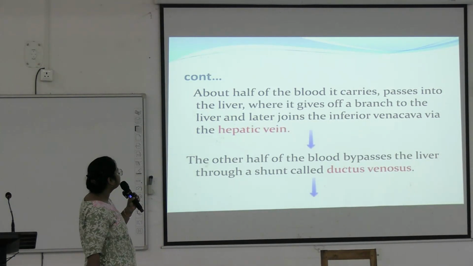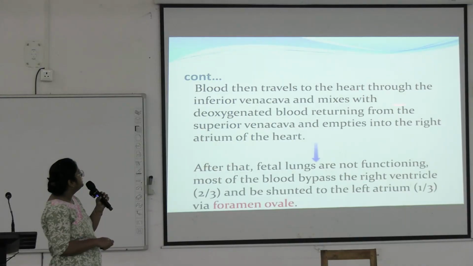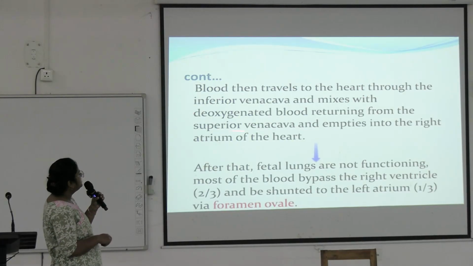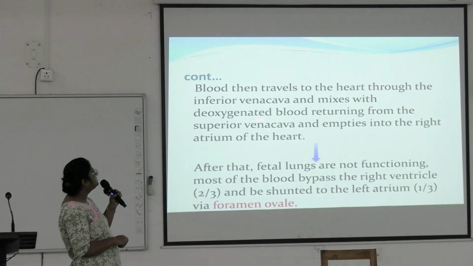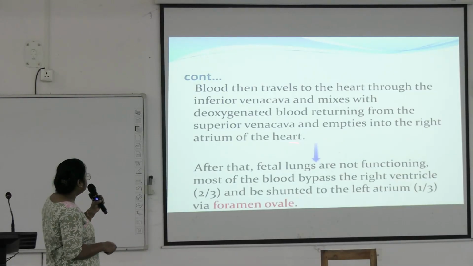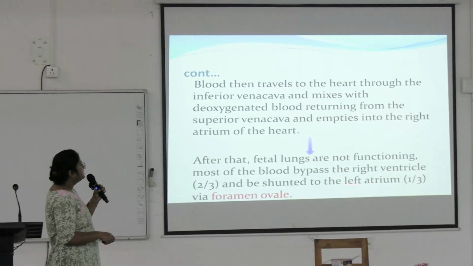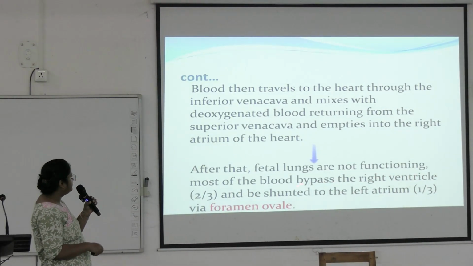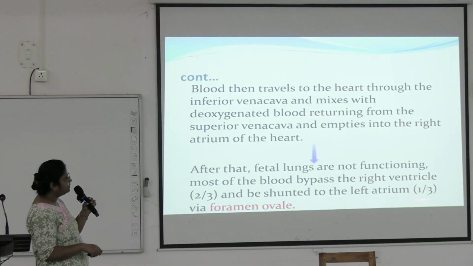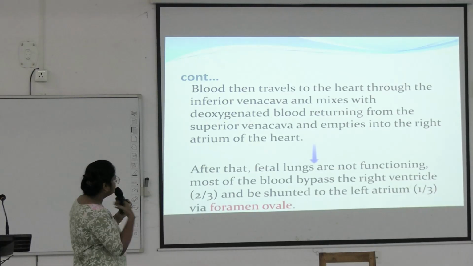After that, the blood travels to the heart through the inferior vena cava and mixes with the deoxygenated blood returning from the superior vena cava and empties into the right atrium of the heart. The fetal lungs are not functioning, and most of the blood bypasses the right ventricle and is shunted to the left atrium via the foramen ovale. One third of the blood is shunted through the foramen ovale and two thirds passes to the normal pathway, the right ventricle.